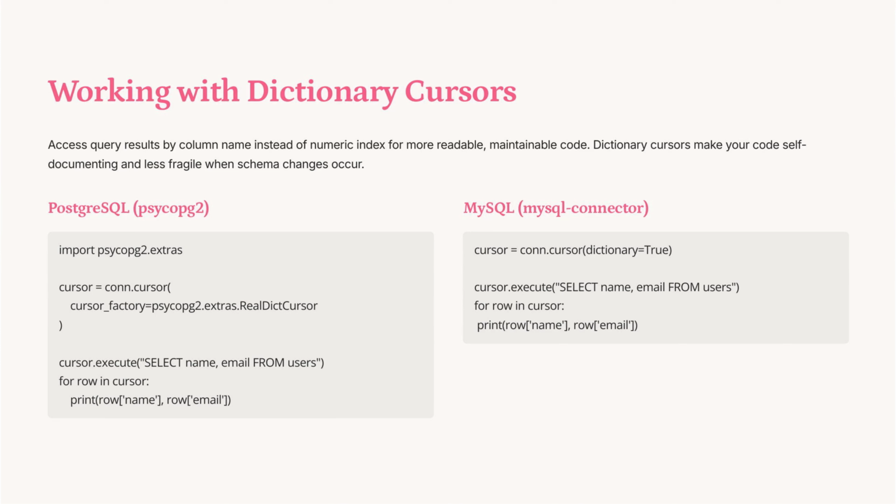Dictionary cursors enhance code readability by allowing access to query results via column names. In PostgreSQL, use psycopg2.extras.RealDictCursor, while MySQL employs dictionary=True. This approach makes code self-documenting and robust against schema changes, ensuring maintainability and clarity in database operations.